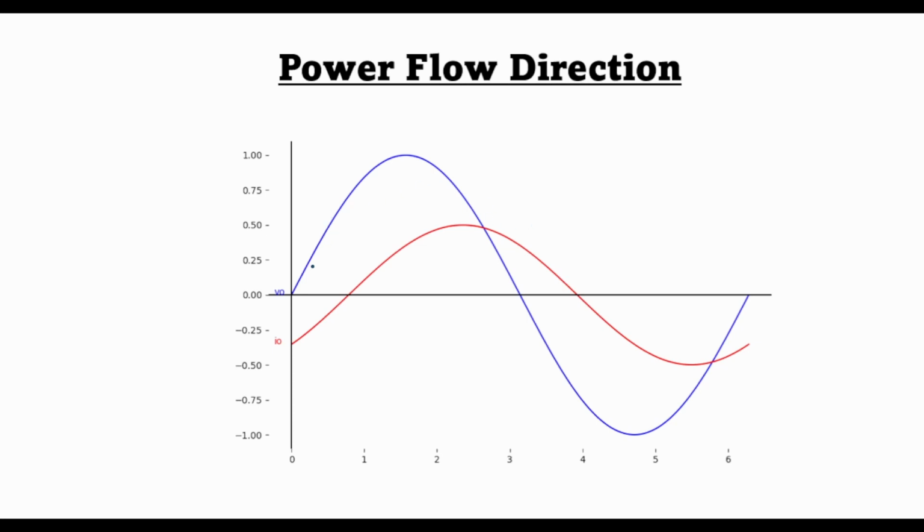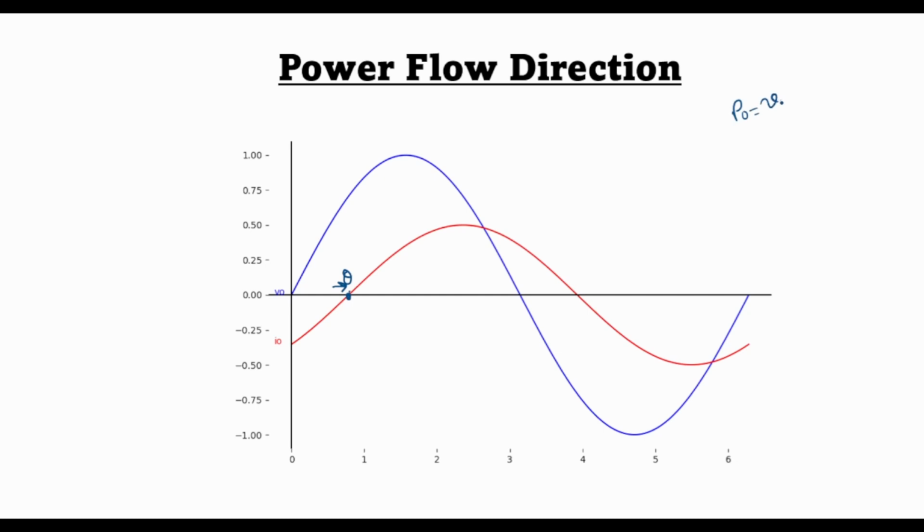So now let's look at the direction of this power flow. Here I have plotted two signals. This is the voltage signal V naught, which starts at 0, and the red one is a current signal which lags the voltage by an angle theta. So it starts after a delay of theta. So this is a lagging current waveform. Now we want to see the direction of the power flow.